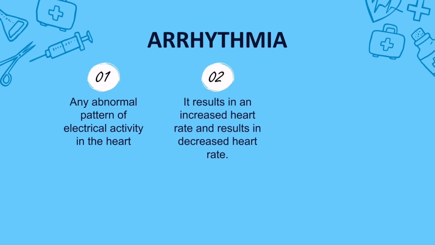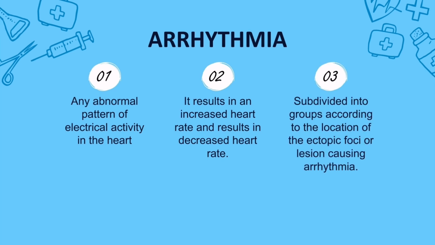Arrhythmias are divided into two general groups, those that result in an increased heart rate and those that result in a decreased heart rate. It is further subdivided into groups according to the location of the ectopic foci or the lesion causing arrhythmia.